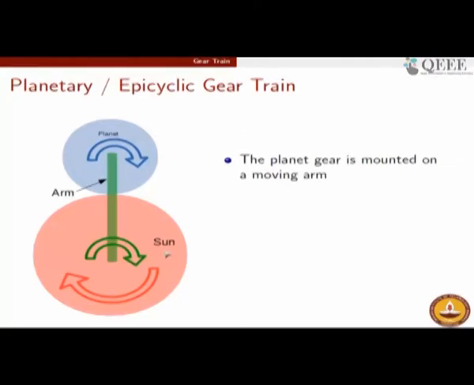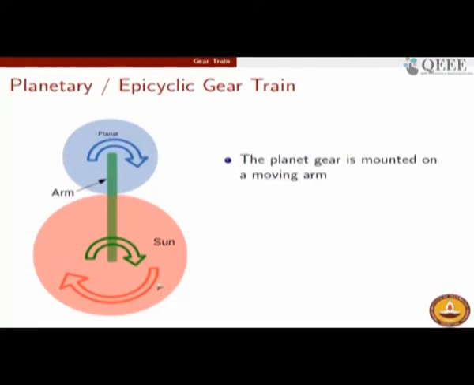The Earth rotates as well as revolves around the sun. Similarly, this planetary gear will rotate about its axis because it has a certain motion, and because it is being carried over an arm and the arm is undergoing rotational motion about this point, you will have a revolutionary motion also. So the planet will rotate about its axis and the arm will cause the revolution of the planet about the entire periphery of this sun gear.